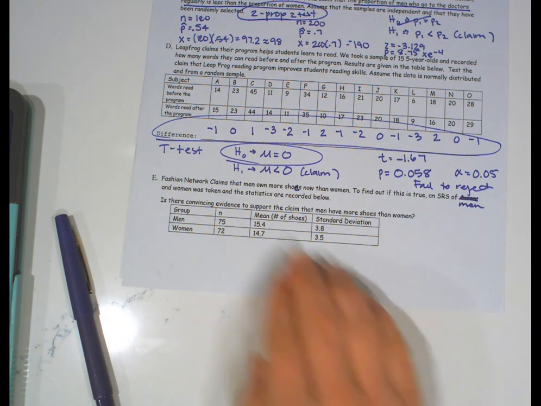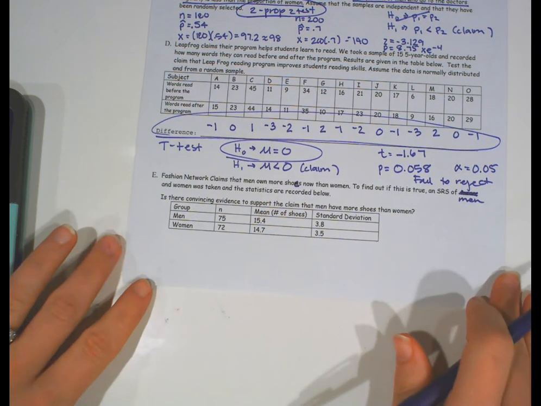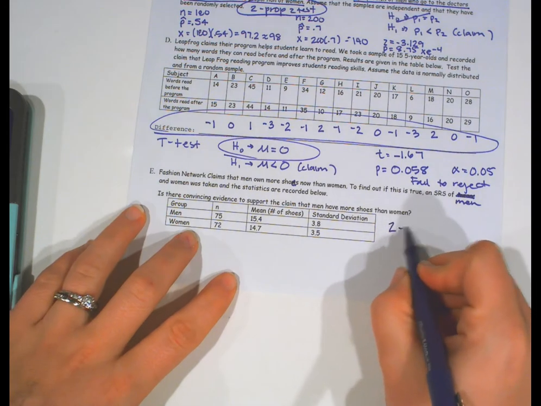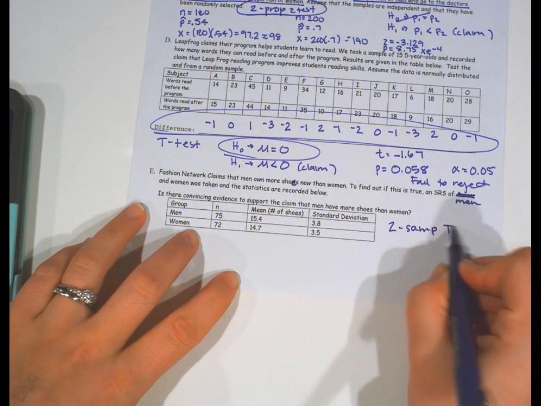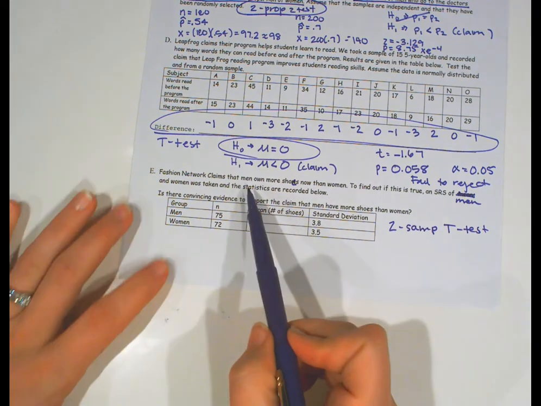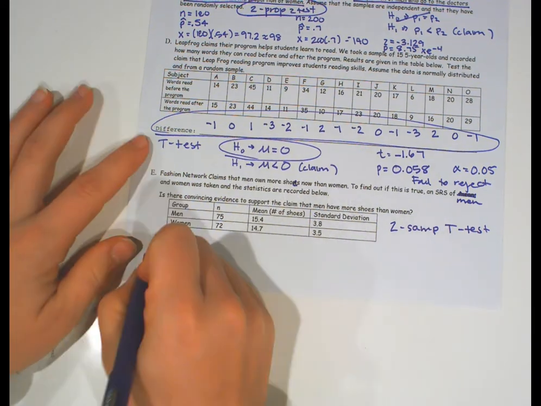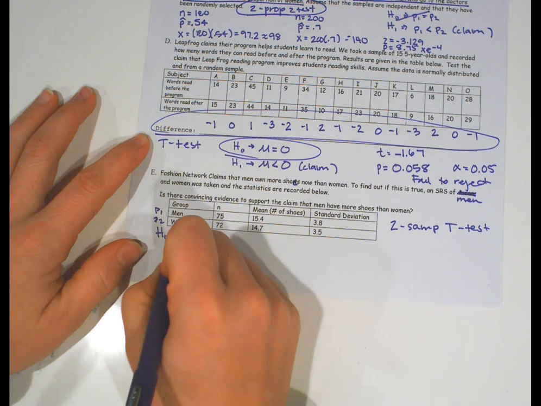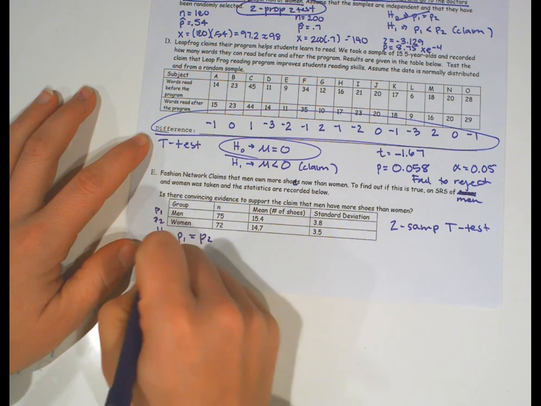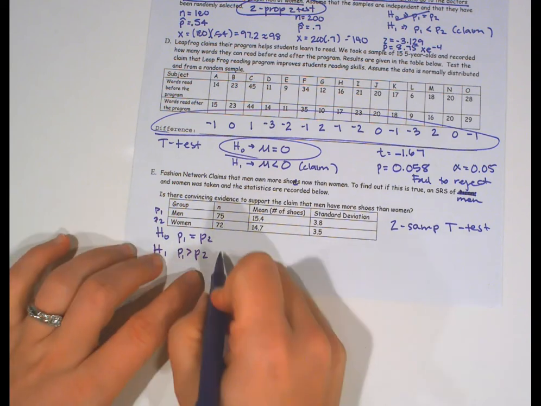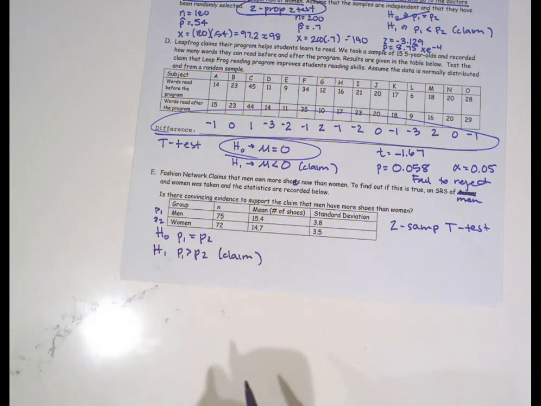So the fact that you have a mean and standard deviation should tell you that you're running a t-test. You're given 2 sets of groups, so we're running a 2-sample t-test. So we're claiming that men own more shoes than women. So our null, let's make men P1 and women P2. So our null hypothesis would be that they're equal. And then our alternative would be that our P1 is greater than P2, which is our claim that men own more shoes than women.